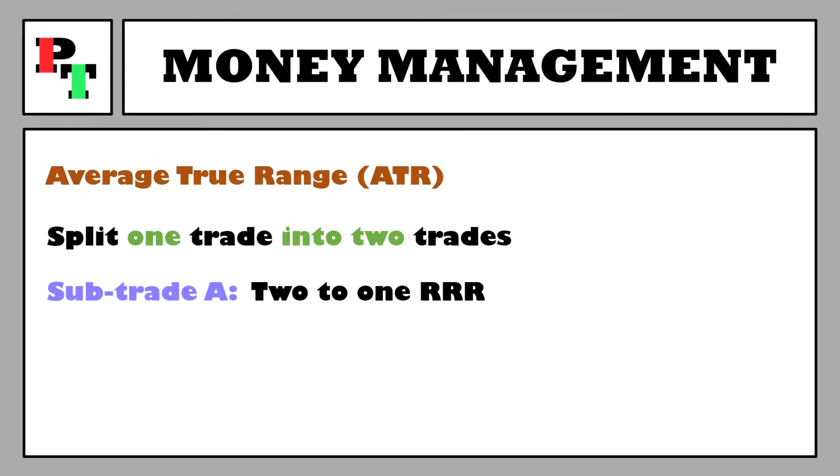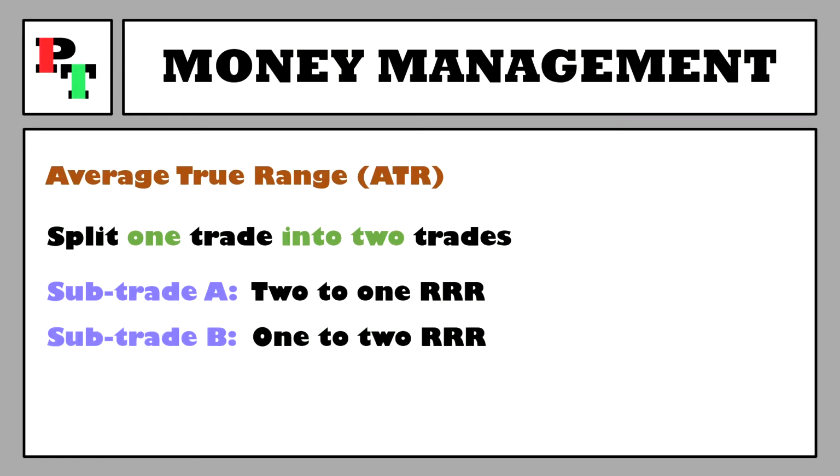Can't go wrong, right? Just in case it does, for sub trade B, we are going to use a 1-to-2 risk reward ratio. Again, that's based on the ATR, so our stop loss will be 2 times ATR from our entry price, and the take profit will be 1 times ATR from our entry price. The battle is on. Which of the two do you think will come out on top? Don't worry about what you think, because we are going to actually find out.